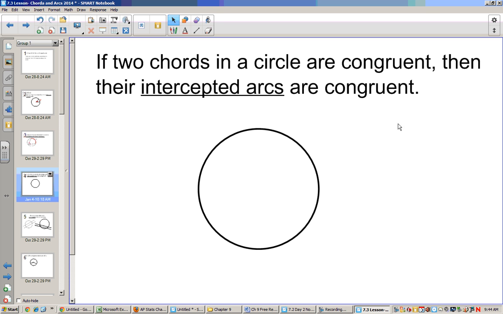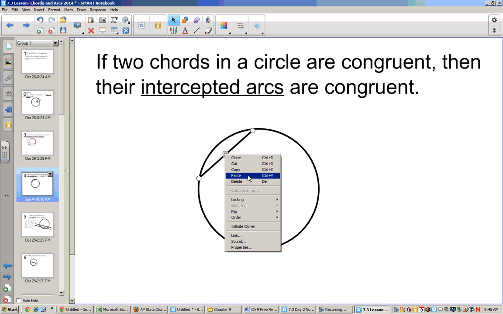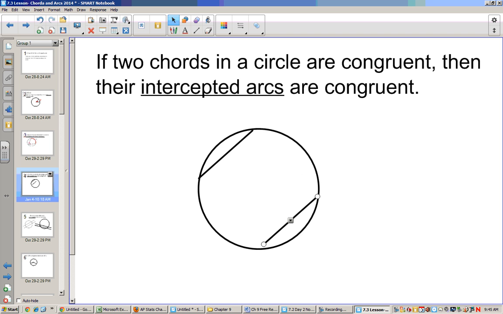Our next conjecture says, if two chords in a circle are congruent, then their intercepted arcs are congruent. So if we take two chords that are the same, now just to prove that it's the same, I'm going to take this and copy it and paste it. And I'm going to move that, say, over here. So since these are exactly the same size, the arc out here has to be the same. So if this arc out here was 70, over here would also have to be 70 degrees.